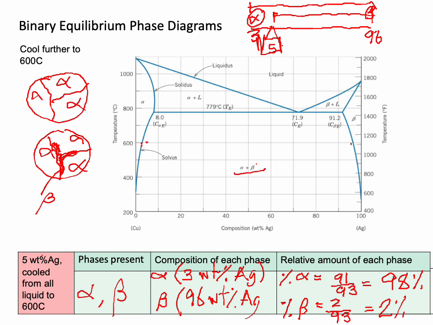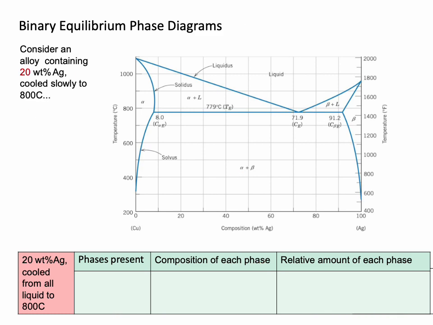Okay, so that was our 5 weight percent silver cooling slowly down to 600. So let's look at a 20 weight percent silver, do the same thing. Have that cool to 800, then cool further to 600. So I'm cooling to 800 and then I'll cool further to 600.